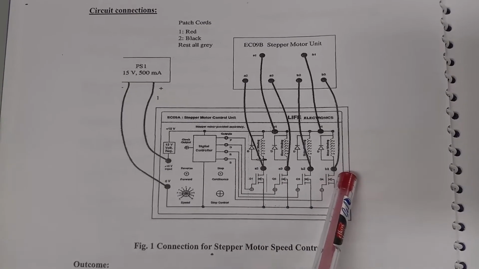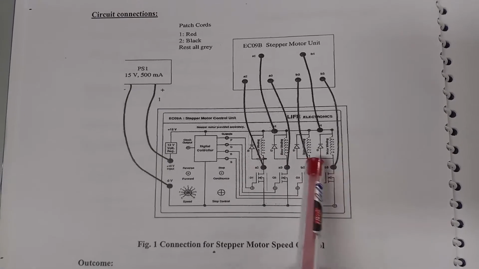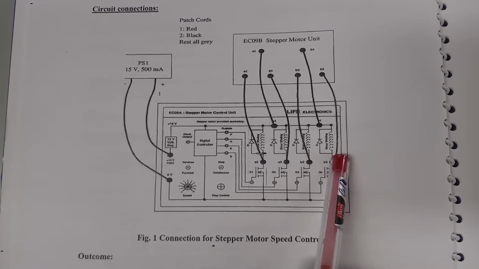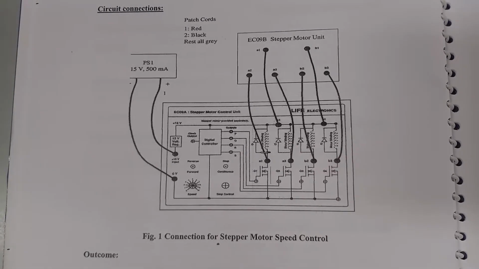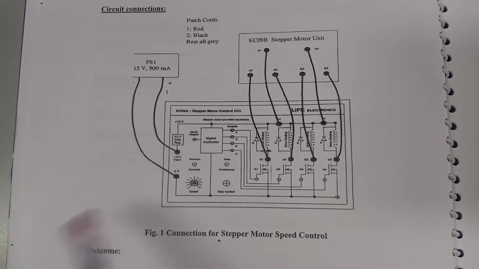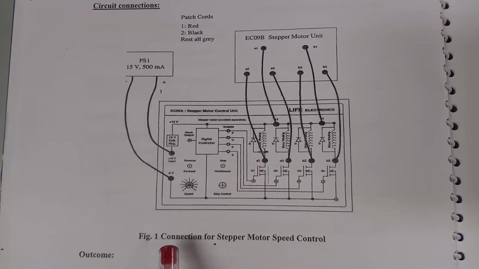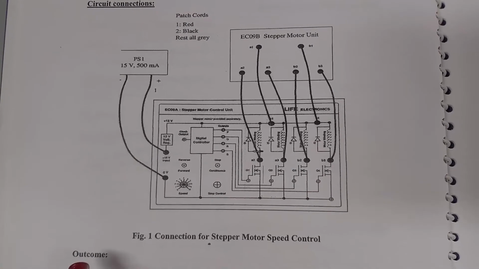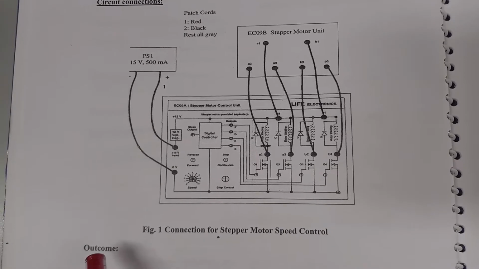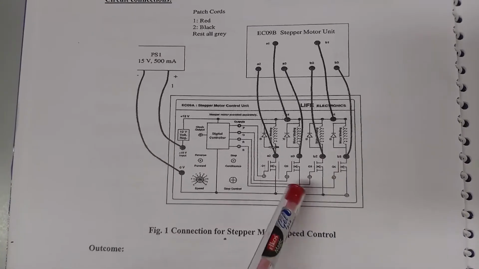At any instant, you have to turn on one winding from A and B and one winding from C and D, so that we get a step angle of 1.8 degrees. We get the 1.8 degree step angle because one revolution of 360 degrees takes 200 steps. So 360 degrees divided by 200 is nothing but 1.8 degrees. So 1.8 degrees is the step angle of this stepper motor.